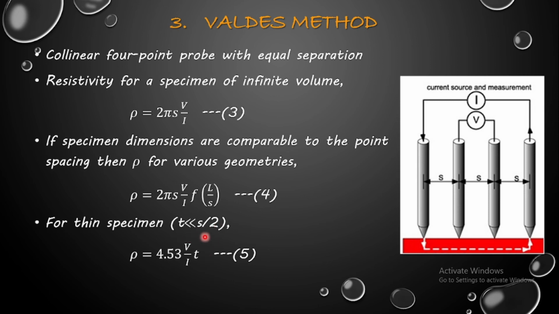where T is the thickness of the film, but the condition is this: T should be very much less than S by 2. So if you just rearrange this, we can get the relation where resistivity and thickness are related to each other, that is rho by T is equal to 4.53 into V by I. V is the potential or voltage divided by the current which is passed through the probes across the thin film. So this is the relation which gives the sheet resistivity of the film.